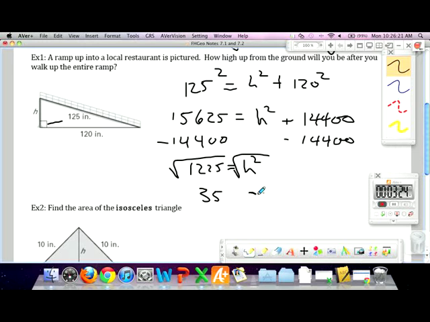H is 35. There is a unit associated with this. What's the unit? Inches. It's just a length. So this ramp actually raises up off the ground 35 inches, or just shy of 3 feet. Okay, quick application of the Pythagorean theorem. We can do it again as well.